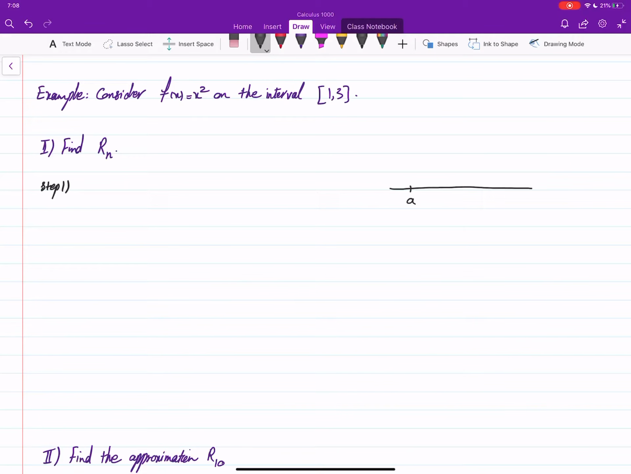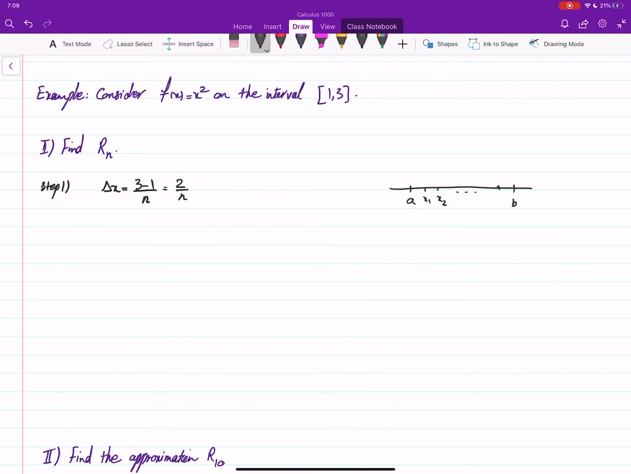So A, B, then you divide it into n equal pieces. x1 will be the right endpoint of the first one and x2 will be the right endpoint of the second one, and so on. Well, over there we know that the length of each subinterval, which we denote by delta x, is equal to the length of the total interval, 3 minus 1, over n, since we are dividing it into n equal subintervals, so this will be 2 over n.